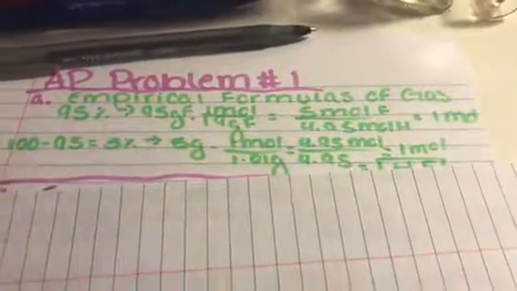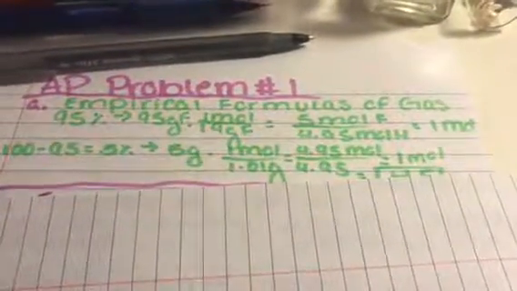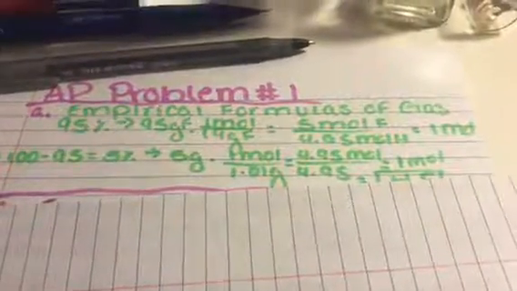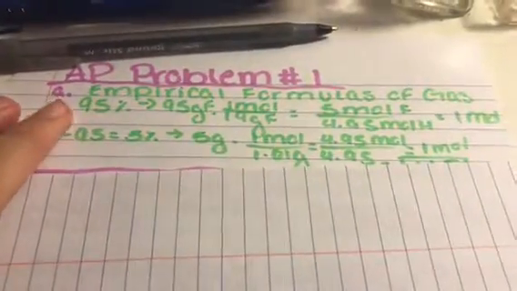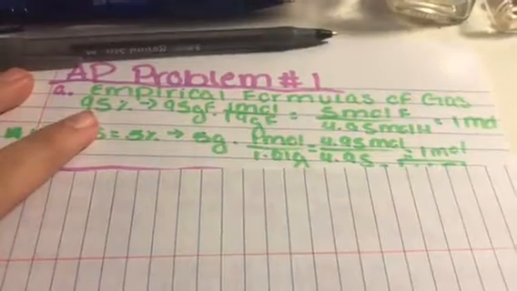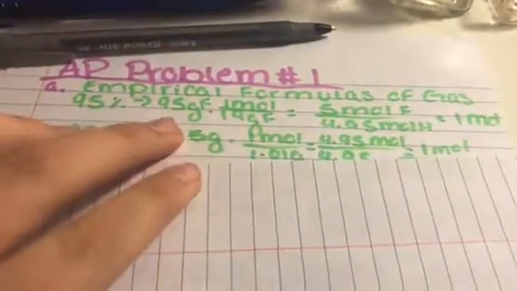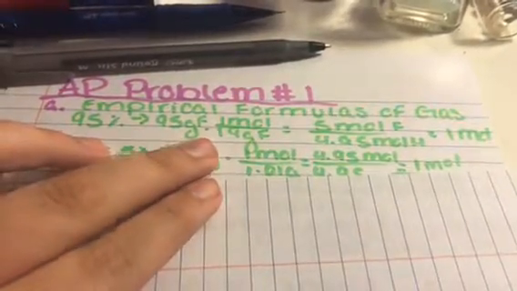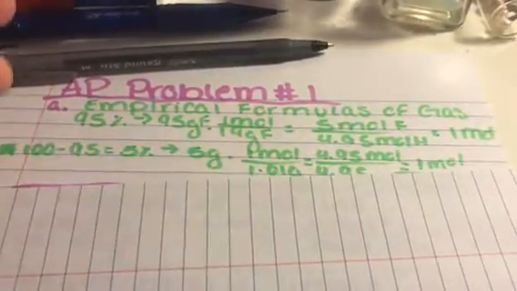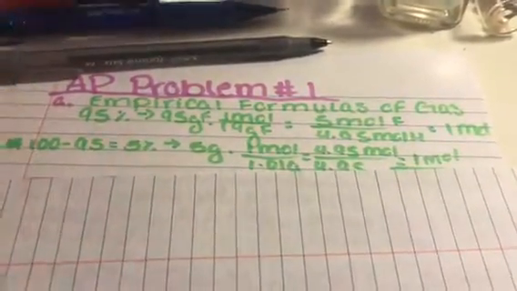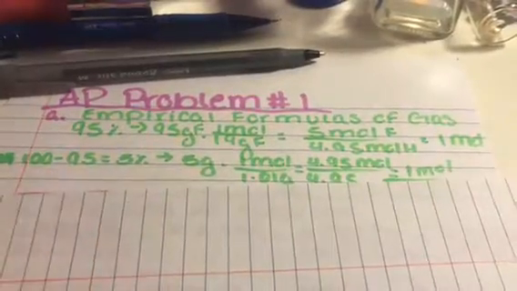AP problem number 1. Part A is asking us to find the empirical formula of the gas, including hydrogen and fluorine. We know that 95% of the gas is composed of fluorine, so we take the percent and convert it to mass in grams, and then find the molar conversion. There's 19 grams of fluorine per mole. 95 divided by 19 is equal to 5 moles.